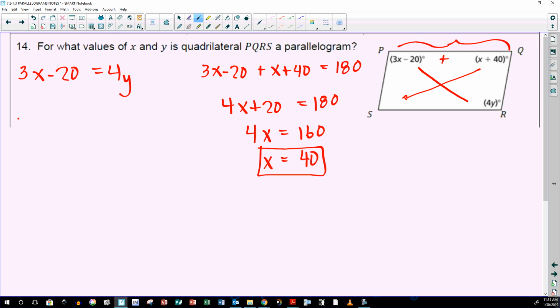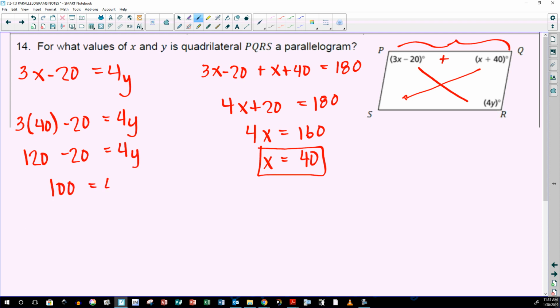So now I can take x and plug it in up here. 3 times 40 minus 20 is equal to 4y. 120 minus 20 is 100. Divide by 4, I get that y is 25. So if the values of x and y are 40 and 25, then this will be a parallelogram.